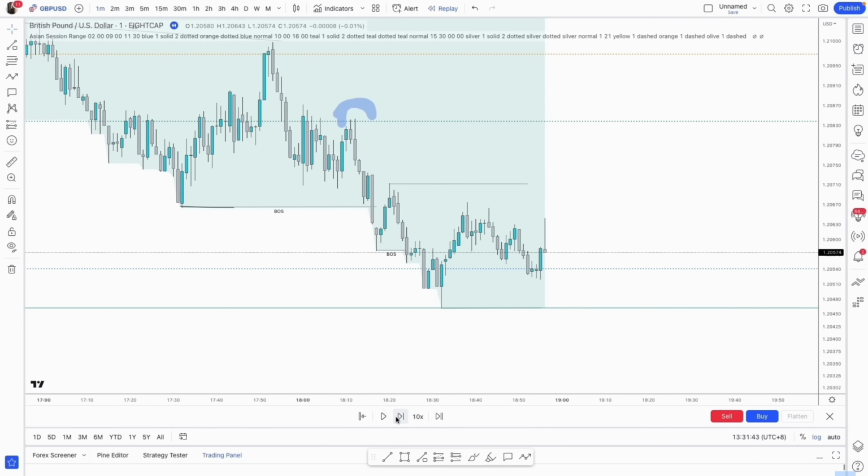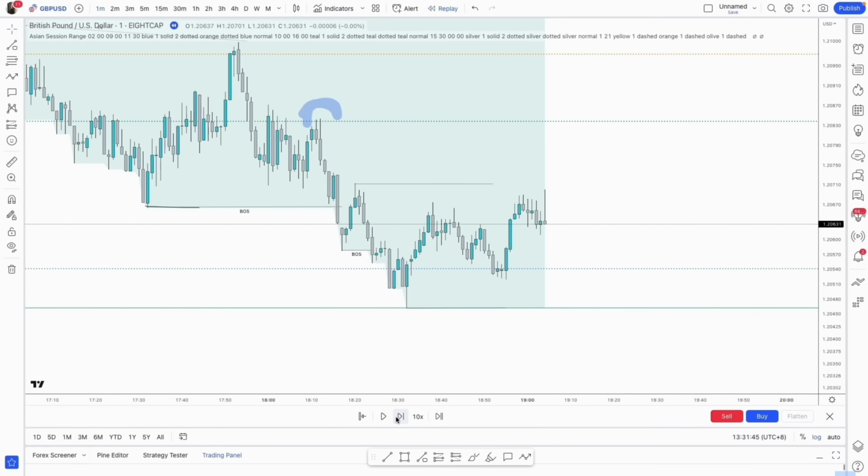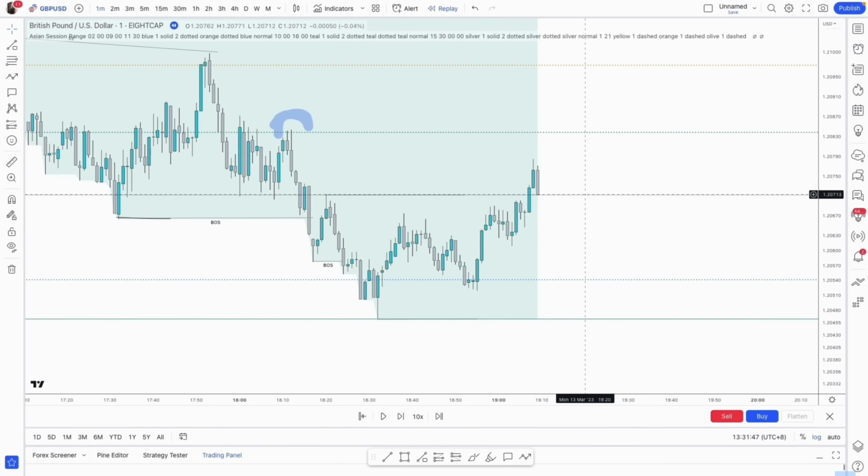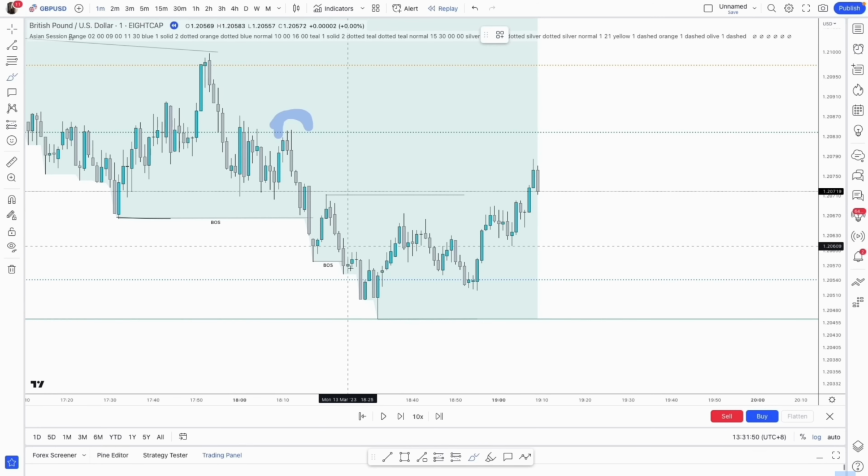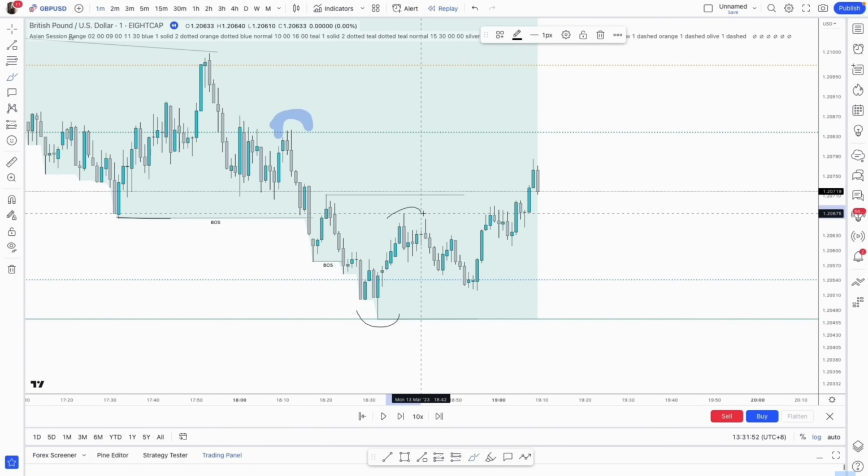You can see price pulls back, makes a new high, and there we have it. So price does something like this: lower low, lower high. When this lower high was created, we were expecting a lower low, but price failed to do that. That made us assume that this is weak, and it got run. And then we have our change of character.